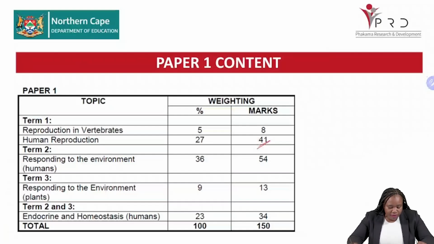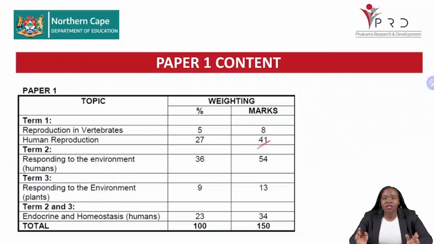Right, and then we have responding to the environment in plants, where we would focus on plant growth hormones, mainly the auxins and the gibberellins. And then lastly, we have the endocrine system and homeostasis in humans, where we will be looking at negative feedback mechanisms in order for humans to be able to maintain homeostasis within their bodies. So responding to the environment in humans is 54 marks out of the 150. Responding to the environment in plants would be 13 marks, very small marks there. And then lastly, the endocrine system and homeostasis in humans, which is 34 marks.